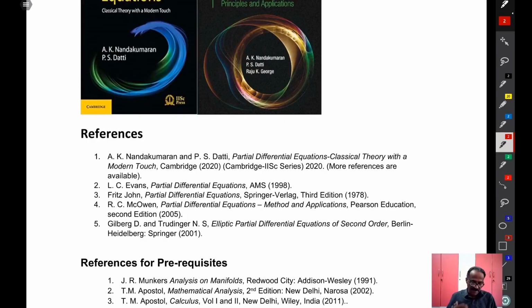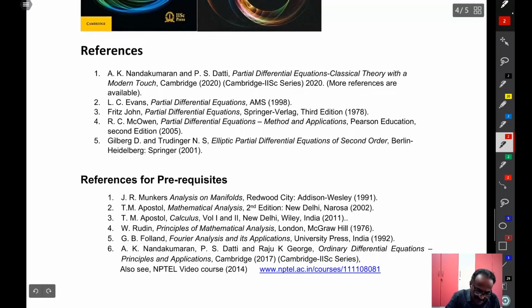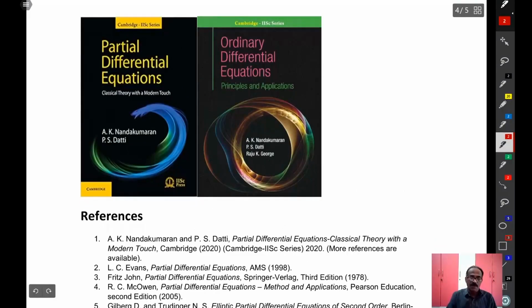You can look into Evans, and Gilbarg and Trudinger, which I have not mentioned here, if you want to understand a lot about potential theory and Schauder theory and many other things, especially the elliptic equation. So you can look into Gilbarg and Trudinger for that, and other books like L. C. Evans, and there are many references given in our book. If this is not enough, you can look into those. So this is the brief summary of our course.